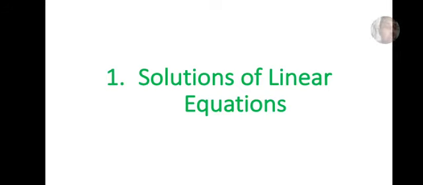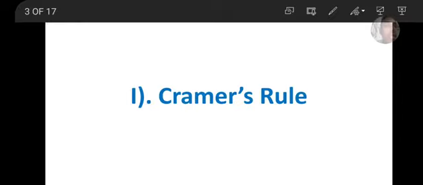In solutions of linear equations we have 3 methods. First one is Cramer's rule, second one is the matrix inversion method, and third one is the Gauss-Jordan method. So first, solutions of linear equations. The first method is Cramer's rule.